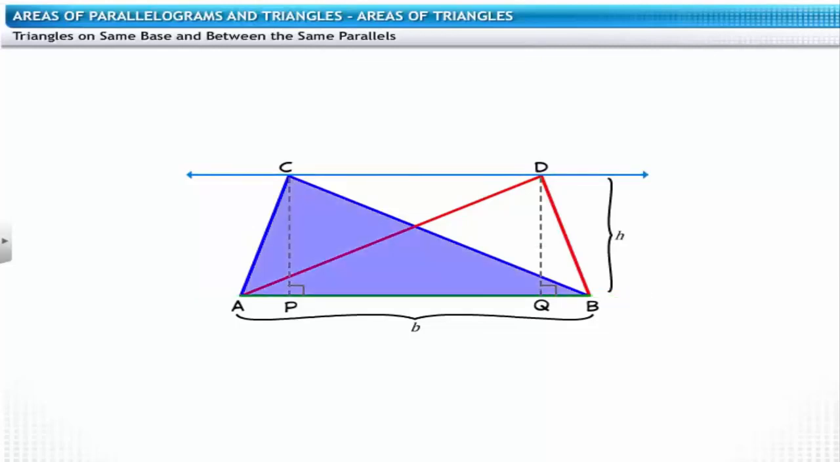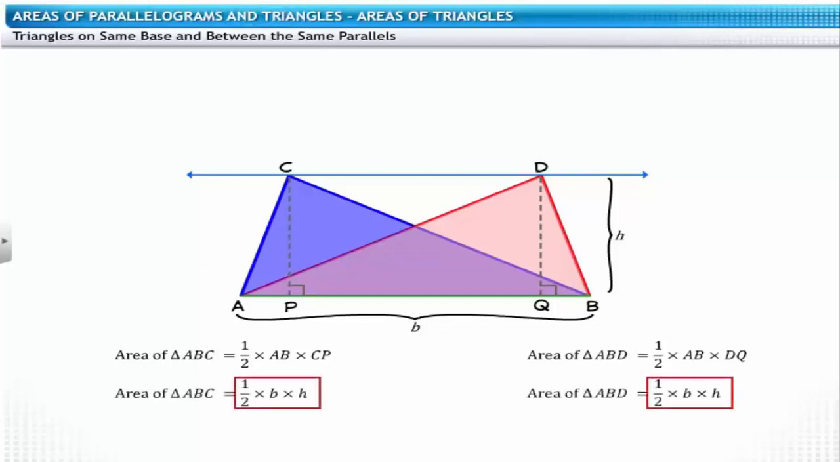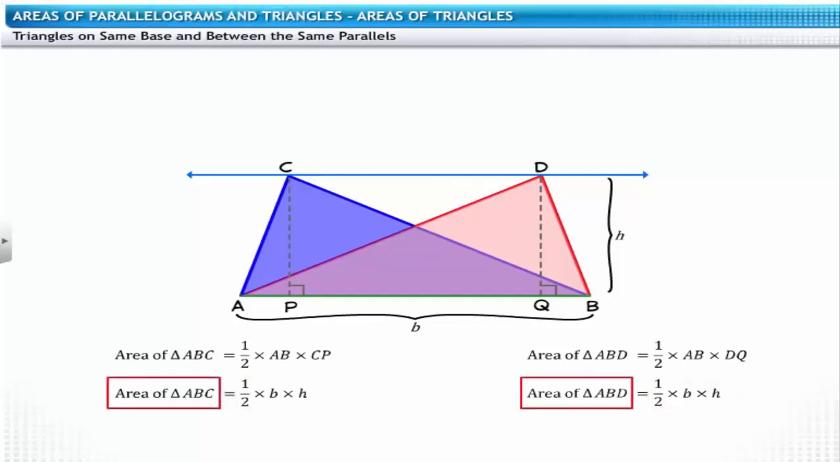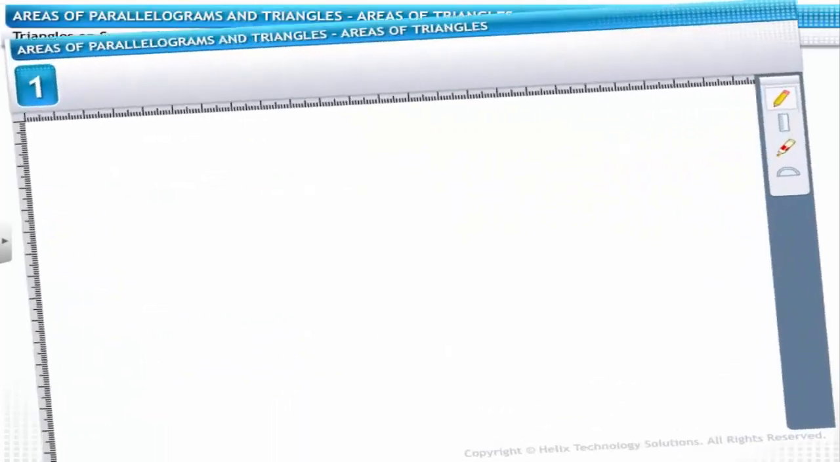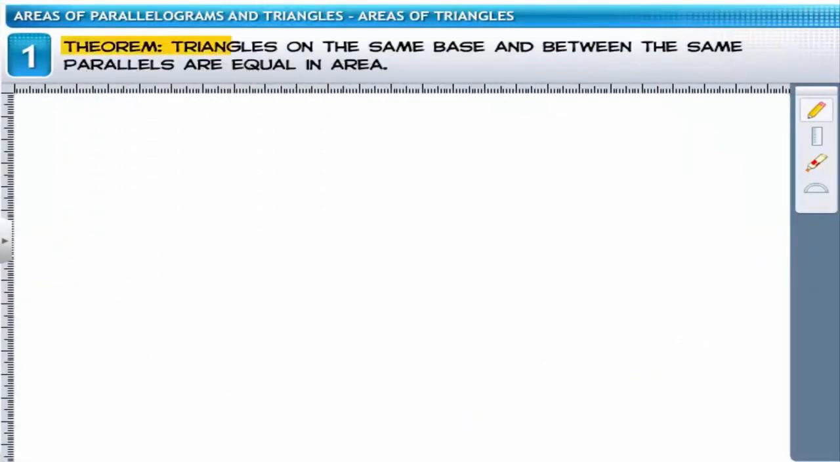The area of triangle ABC is equal to half the product of AB and CP, and the area of triangle ABD is equal to half the product of AB and DQ. Let's substitute the base and height of both the triangles. The right-hand side of both equations are equal. Therefore, the left-hand side of both equations are also equal. This implies that the area of triangle ABC is equal to the area of triangle ABD. This activity is the result of the theorem: triangles on the same base and between the same parallels are equal in area.